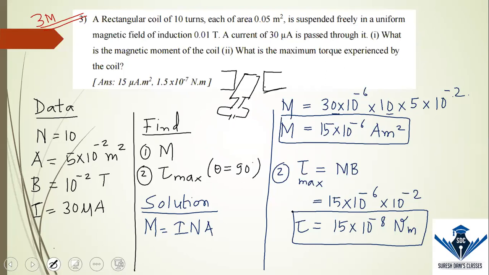Okay. Yeah, you can write it that way also, Sejal. Whichever way you write it, the answer should be 15 into 10 raised to minus 8 or 1.5 into 10 raised to minus 7. Have you all got it? It was based on two very important formulas: capital M, which is INA for a coil, and torque is MB sine theta. You can mention that theta is 90, and because theta is 90, sine 90 is 1, and therefore it is the maximum torque applying on the rectangular coil placed in the uniform magnetic field. Is that clear, everybody?